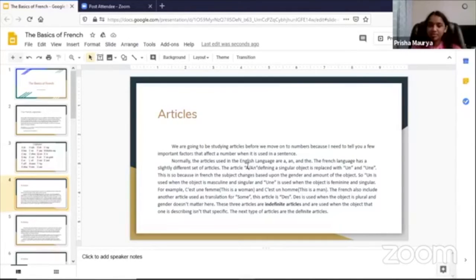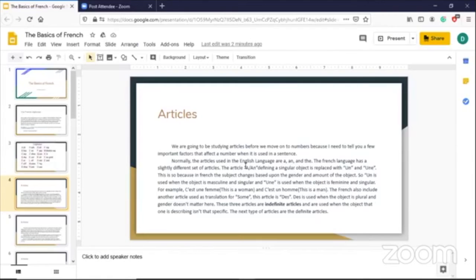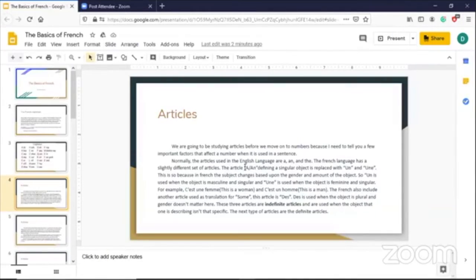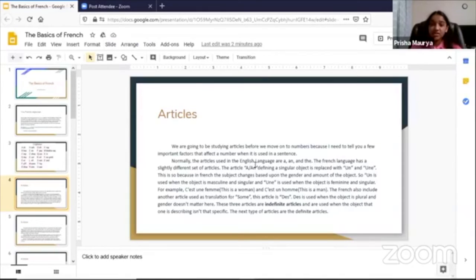You know how you use a girl, a man, and a woman if you're not defining them? When it's not defined, you're just pointing out someone different, not someone specific. So these articles are called indefinite articles because you're not defining something with them. The indefinite articles are a and an, but in French, they're replaced with un and une.